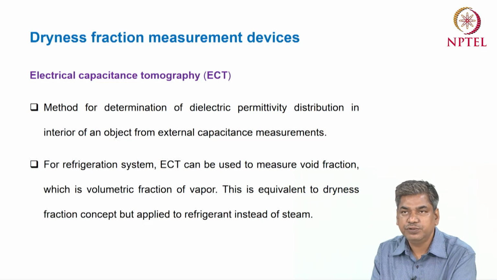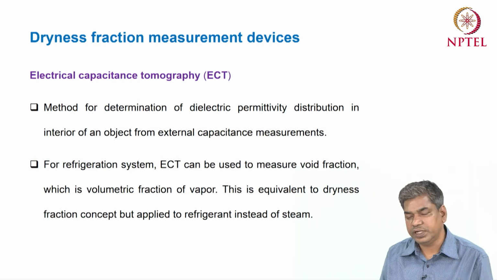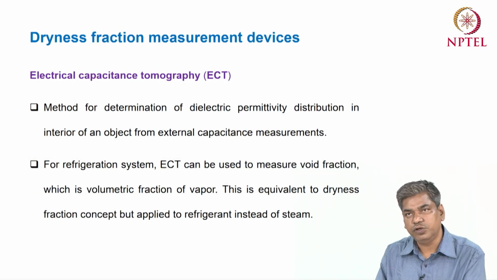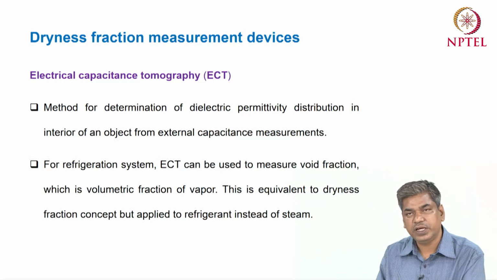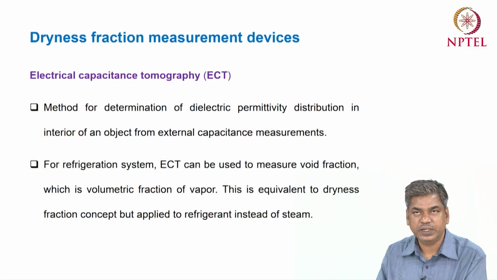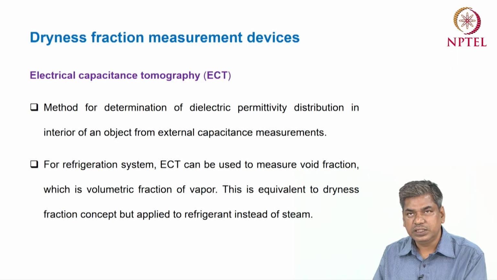Obviously, if you use devices like the Coriolis mass flow meter, we can directly measure the mass flow rate, so that is okay. But if you measure the volume flow rate and want to evaluate the mass flow rate, then if the condition is two-phase, you also need to know the dryness fraction value to get an accurate estimation of the mass flow rate. So that's why in some cases the dryness fraction measurement is very important.